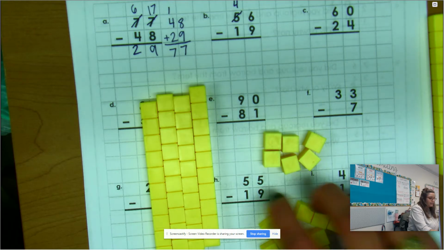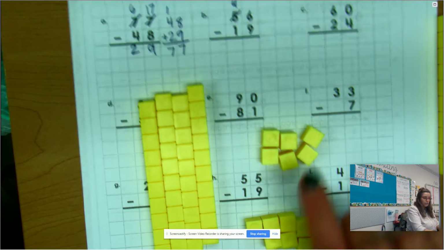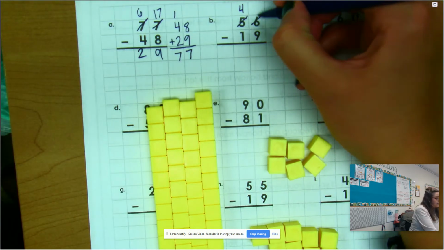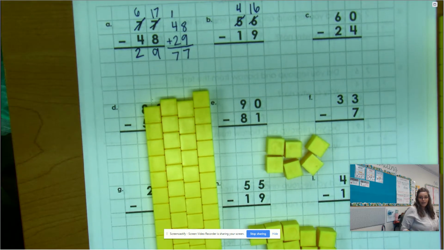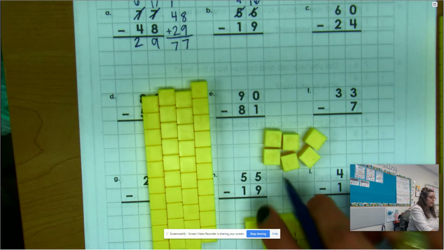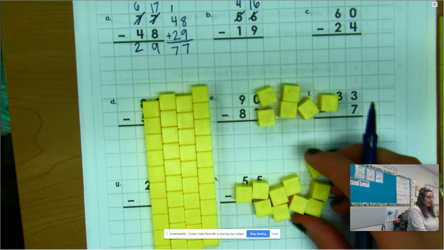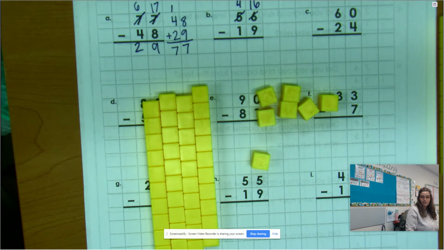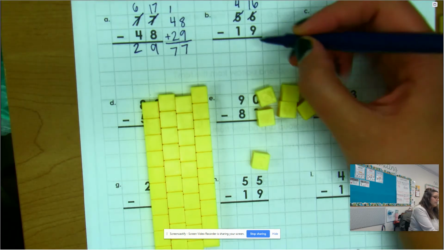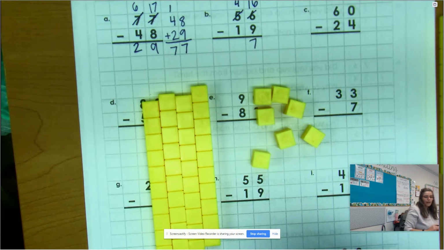5, 10. Perfect. So now I have 10 ones and 6 ones, which equals how many ones? 16 ones. Okay. So now I have enough ones to subtract. Now I can subtract 9 ones, can't I? I can. If I take away 9 ones, how many ones are left? 7. I have 7 ones left.